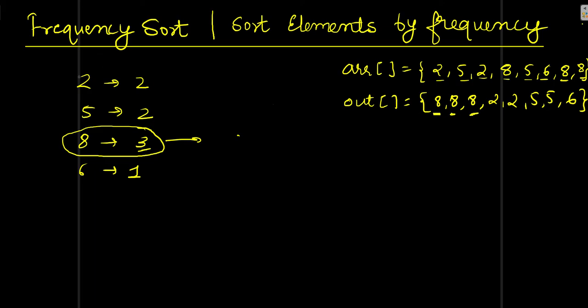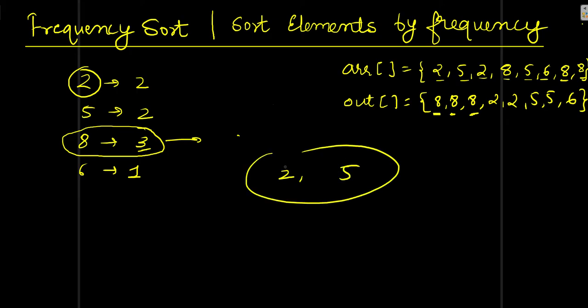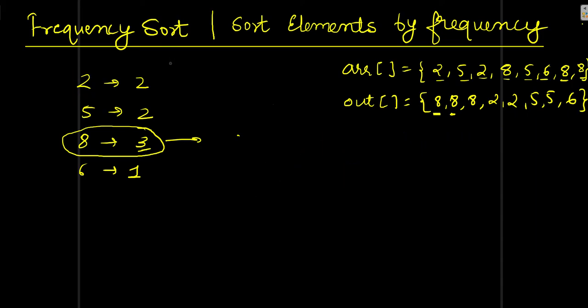Now you will say that okay, 2 and 5 both are occurring the same number of times, so which one should I print first? In case the problem asks us to print the smallest element first, out of 2 and 5, which is the smaller? 2 is smaller, so I kept 2 first. After that I just kept 5, and then 6, because 6 is appearing the least number of times. So that's what the problem states: you need to sort the array on the basis of frequency.